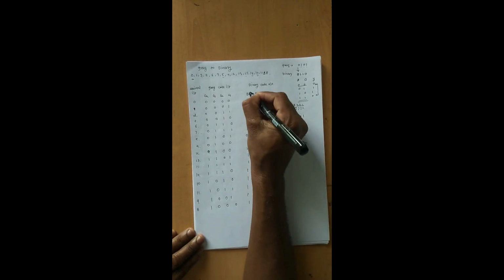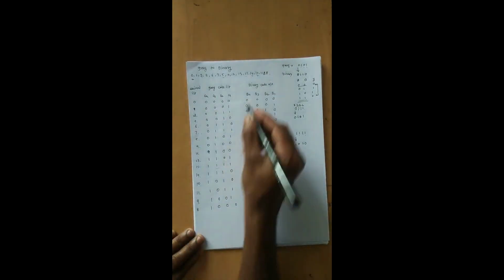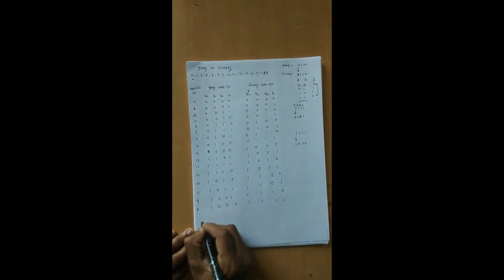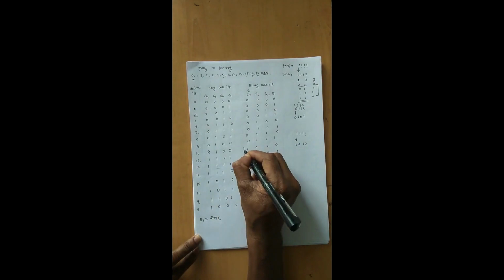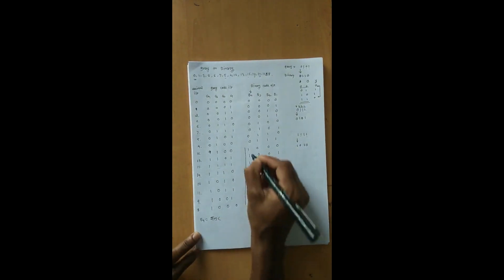So I want to find out the minterms. Go through column B4. In B4, collect the logic 1 values. The logic 1 values are present from this.